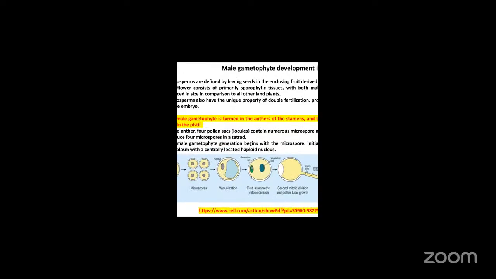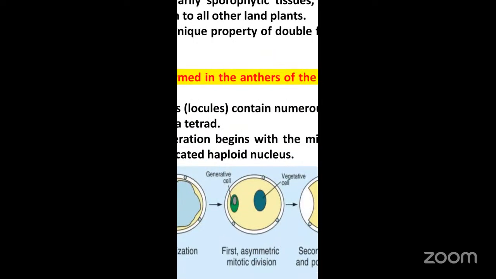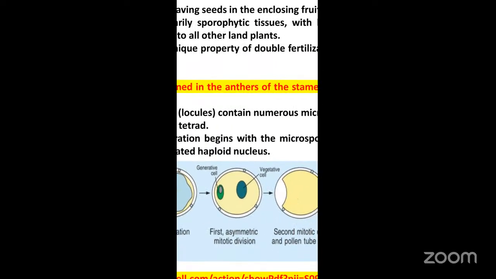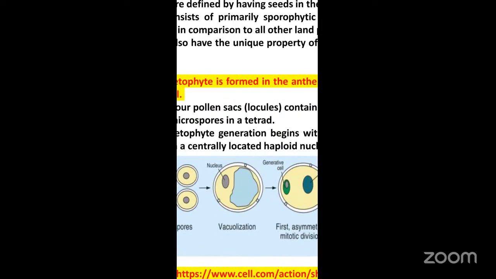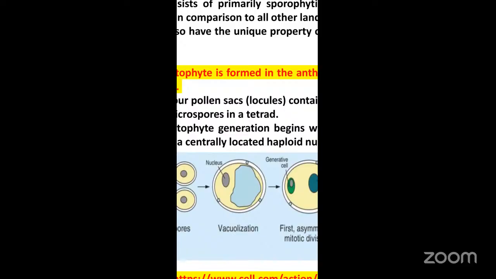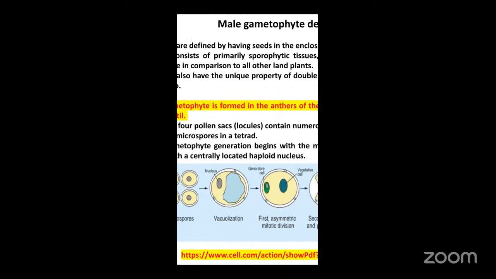So here the curved wall is between the intine and the plasma membrane of the generative cell. The mitotic divisions are always unequal, resulting in a large vegetative cell and a small generative cell. See here, this is the large vegetative cell and the small generative cell. This is the vacuole, a large vacuole is there. See here, this is the diagram.